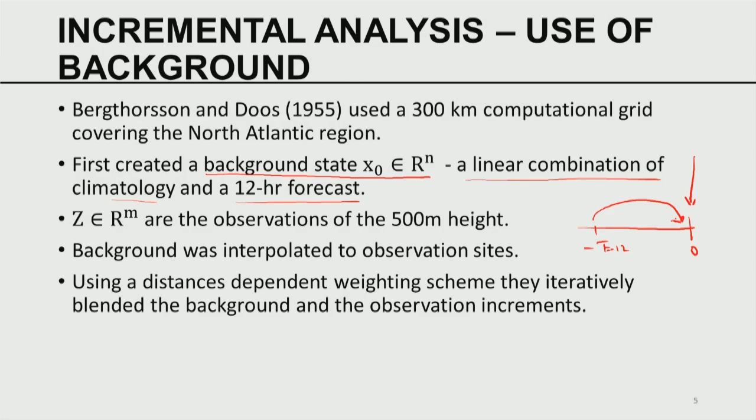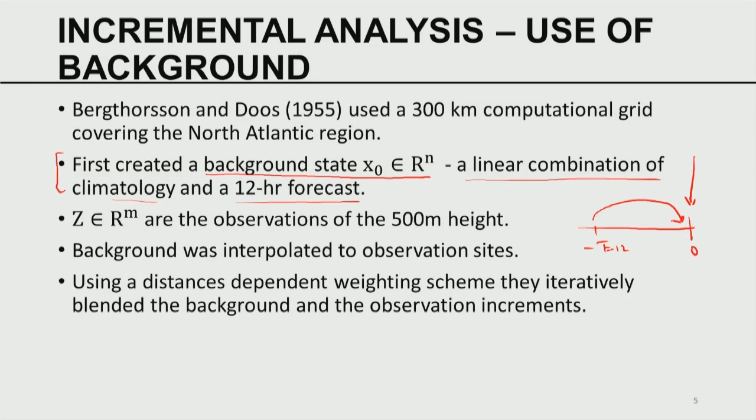They simply took some arbitrary linear combination of the climatology and the forecast from 12 hours. To start with, you may ask, where do they get the forecast from? So to start with, they did not have any forecast. So they essentially used climatology to do the things. So this is one way of trying to initialize the model. In this particular case, no observation is used. But nevertheless, having a background information on the grid is one piece of information.